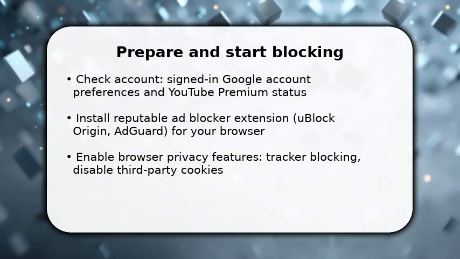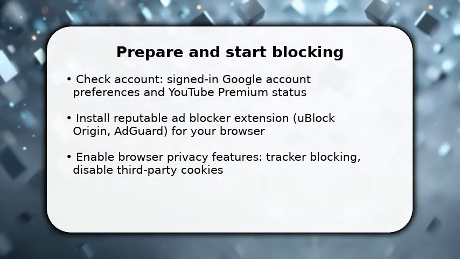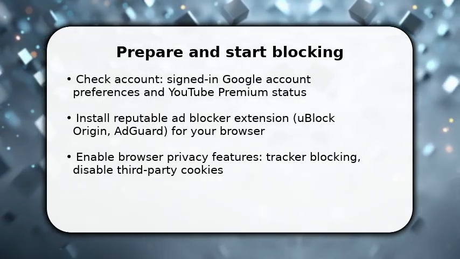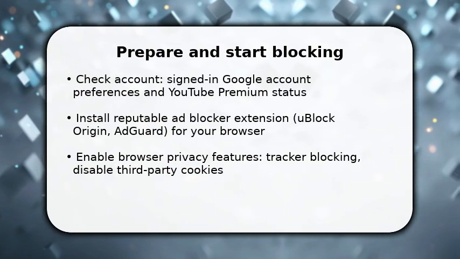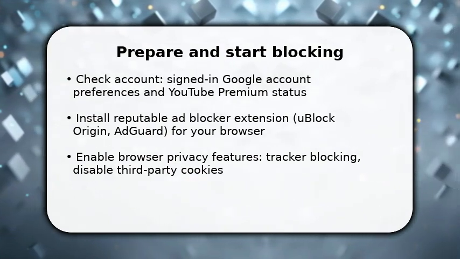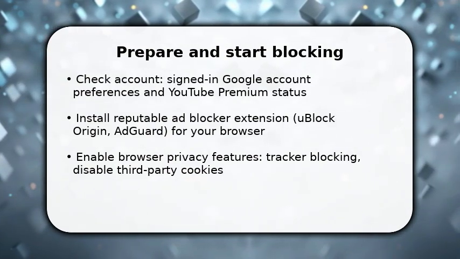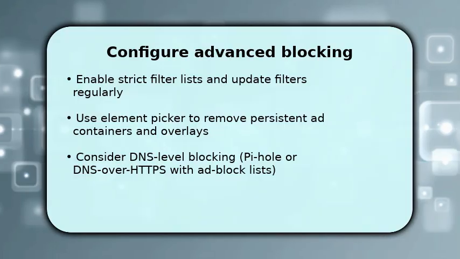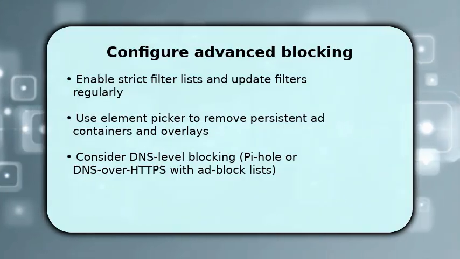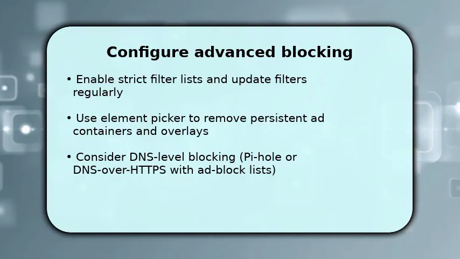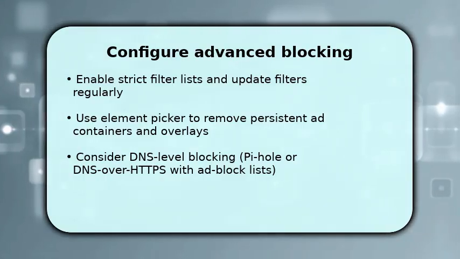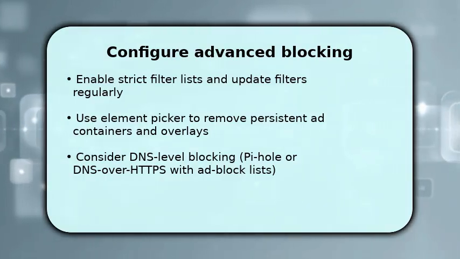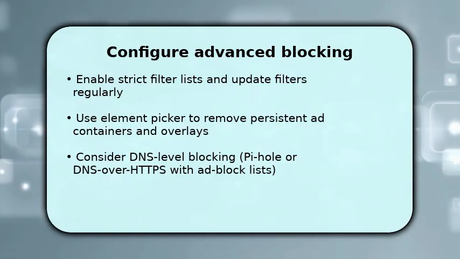Also turn on your browser's tracker and third-party cookie blocking so the blockers have fewer avenues to fail, which speeds up success. Once the extension is active, move to Advanced Configuration. Enable strict filter lists such as Easy List and uBlock's extra rules and update them immediately. Use the Element Picker tool to target recurring ad containers, end screens, and overlay cards that slip through filters.